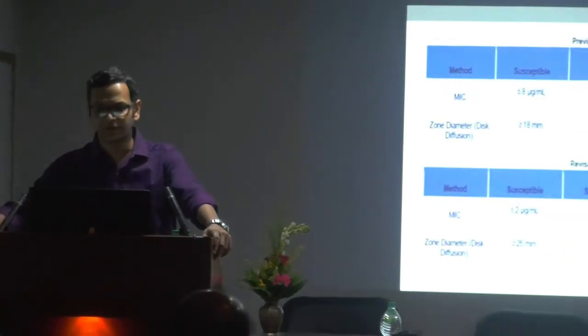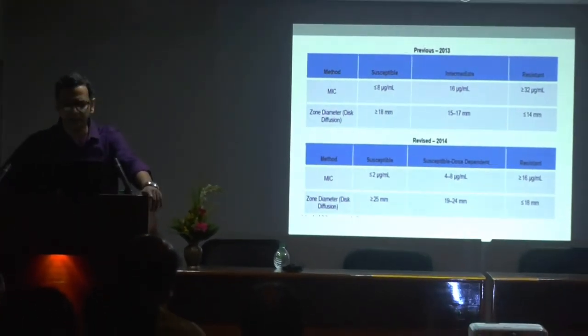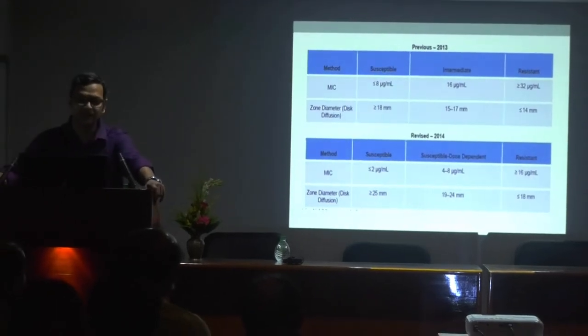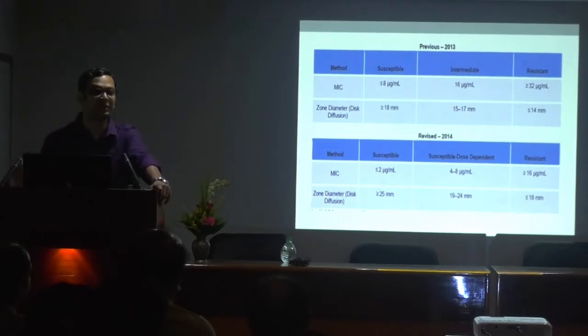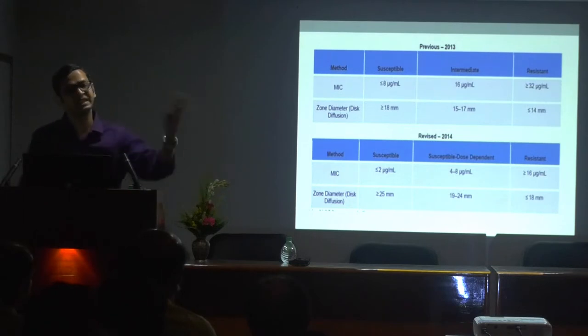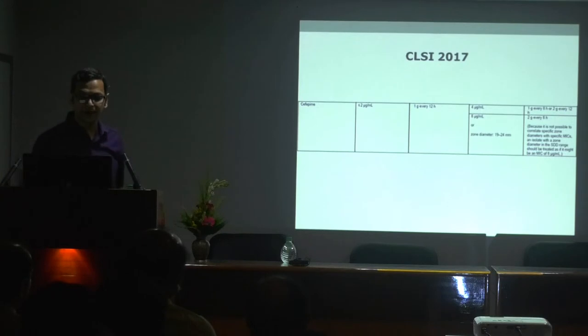See, this mainly happens with cefepime. In 2013, CLSI had an MIC of 16 as intermediate. In 2014, they changed it to 4 to 8 for cefepime. It is susceptible dose dependent. Now, how will you translate it to your therapeutic criteria? If you get an MIC of 4, you should use 1 gram cefepime every 8 hours or 2 grams every 12 hours. You will get a clinical response like a susceptible. If you get an MIC of 8 micrograms per ml, you should use 2 grams every 8 hours.